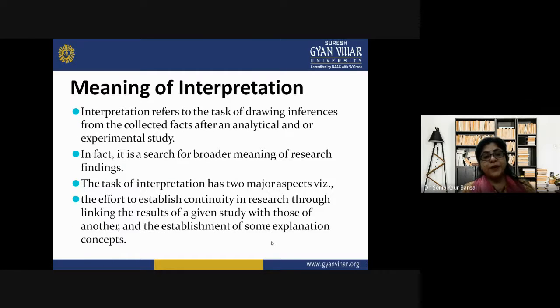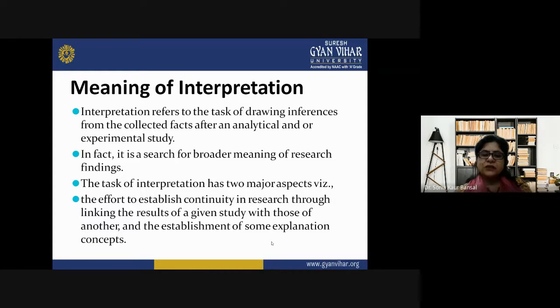Now, the meaning of interpretation, let's see it in an elaborated way. Interpretation refers to the task of drawing inferences from the collected facts after an analytical and/or experimental study.